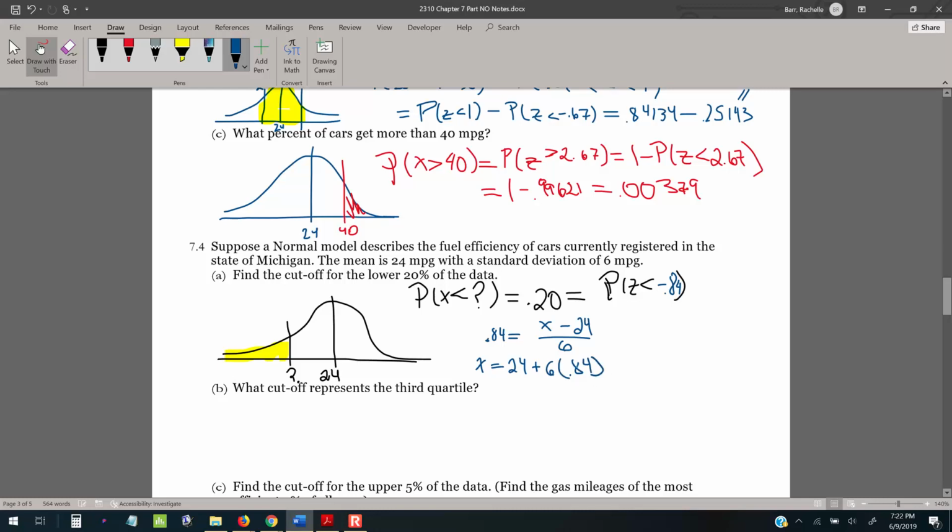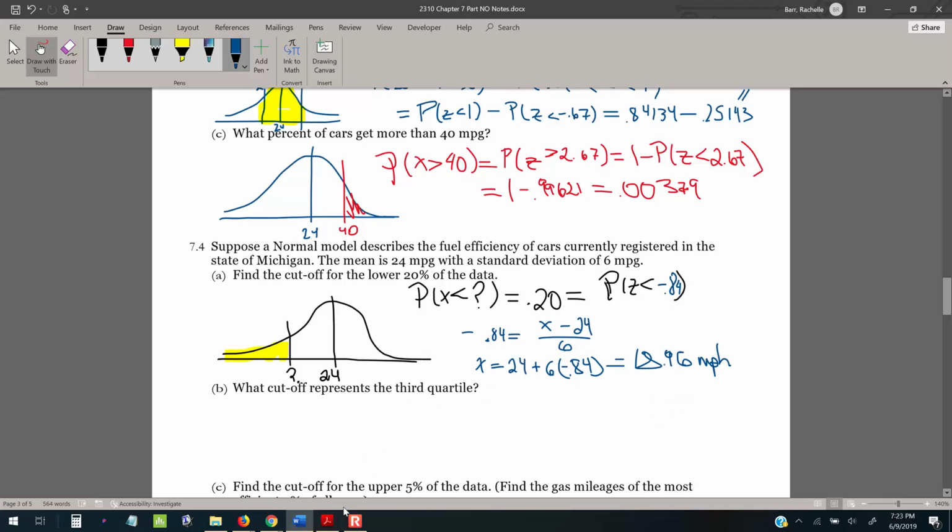I hope that algebra wasn't too fast for you, but it's not that complicated, so I hope it's okay. Negative 0.84, negative, negative. So 18.96 miles per hour. And I'm using my units here because this is an x value, so it has units.